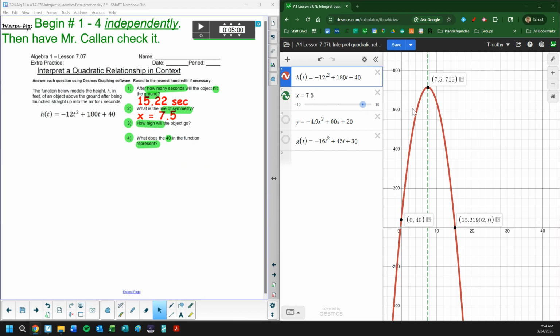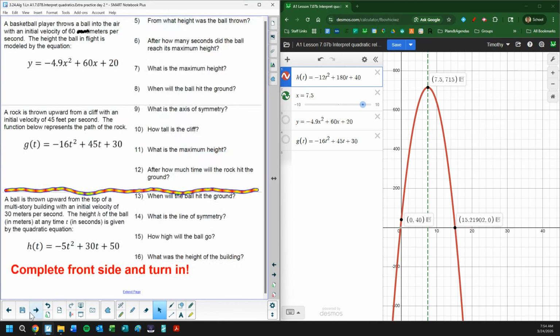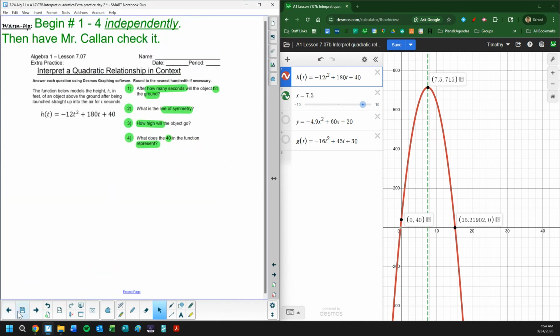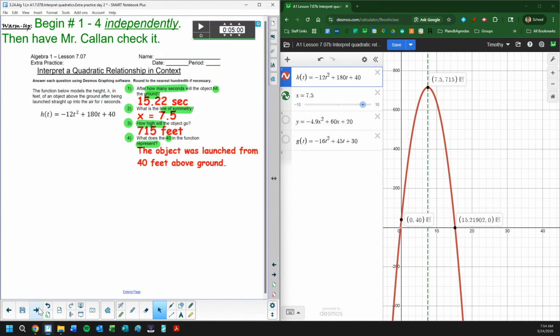Now, how high will the object go? That must be the 715 feet, again looking at the vertex. And what does the 40 mean? The 40 is the launch area, the place the object was launched from. Clearly it started above ground at about 40 feet above ground. So go ahead and pause, make sure you have the same answers, and then you may head back into the next part of the problem.